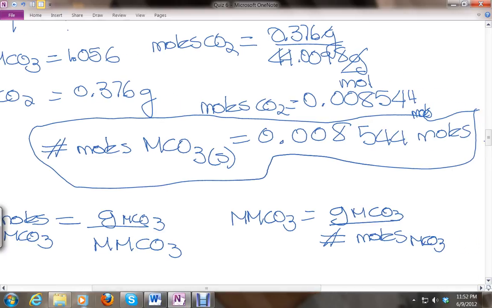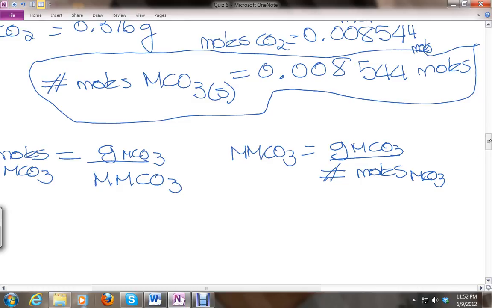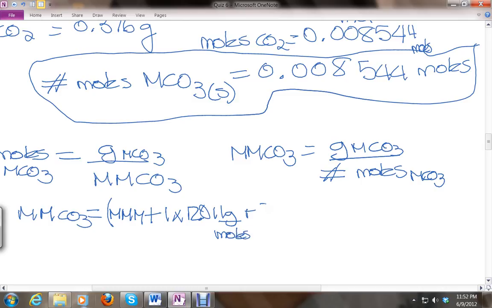Now you know that the molar mass of any compound is going to be the molar mass of the MCO3 equal to the molar mass of the metal, M, plus 1 times the carbon, grams per mole, plus 3 times the oxygen. Yes or no? In other words, this would be the MCO3 molar mass.